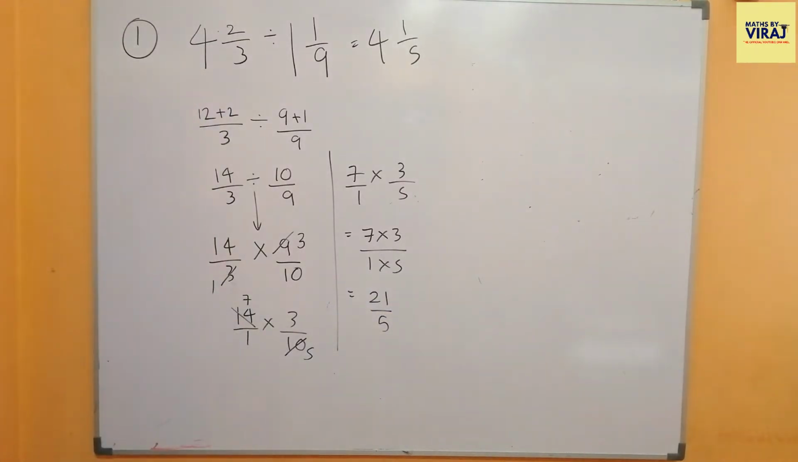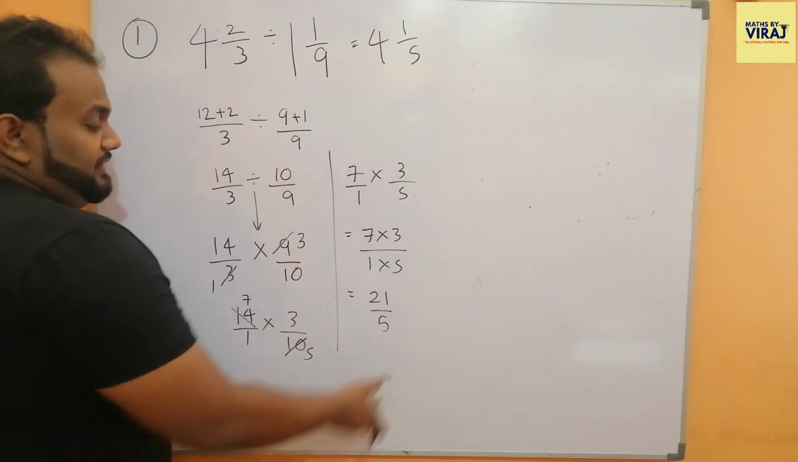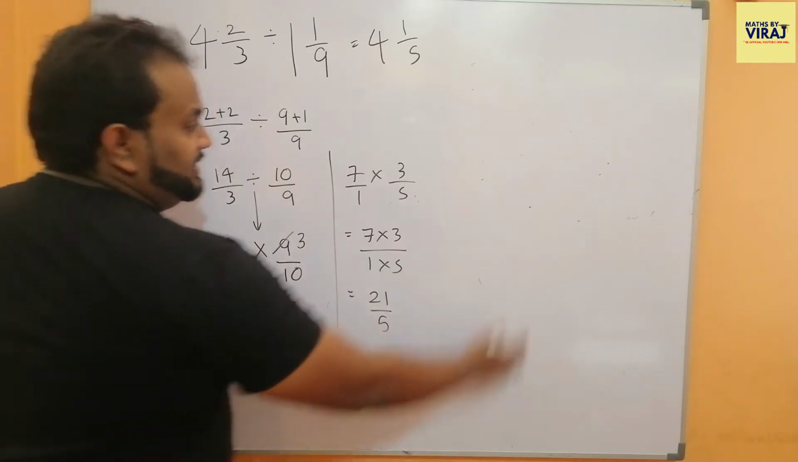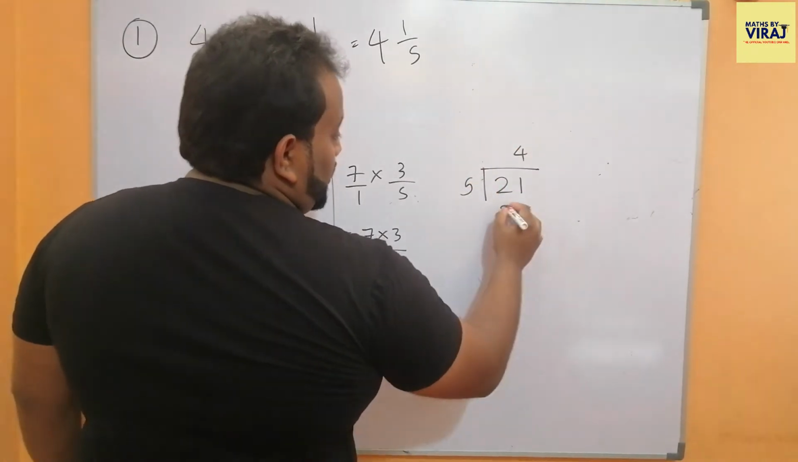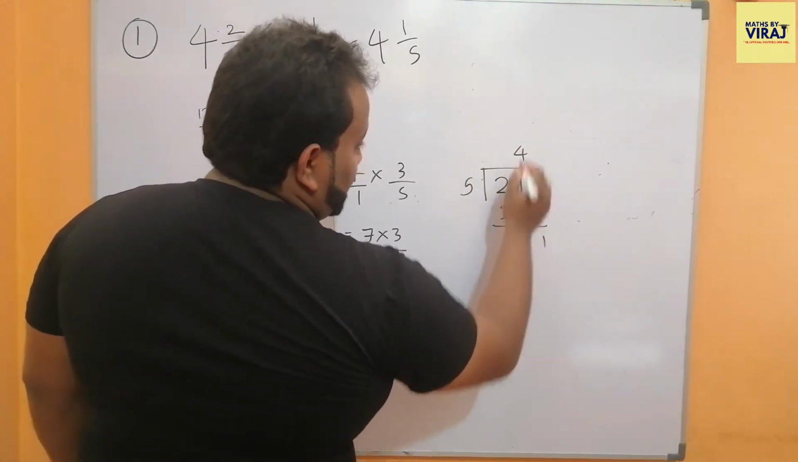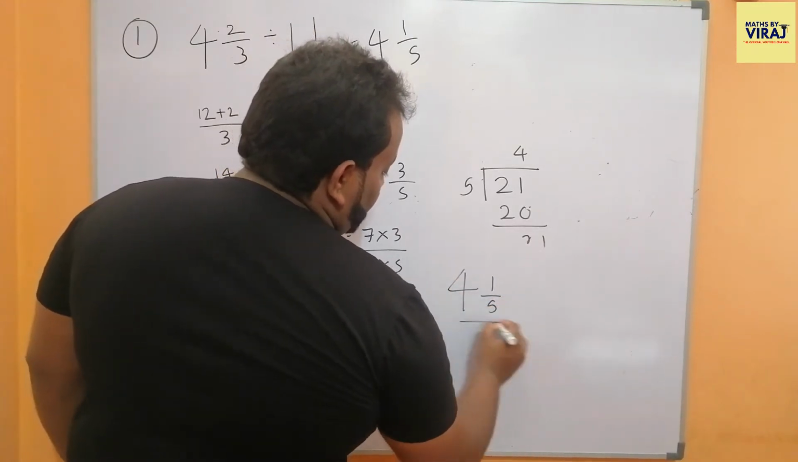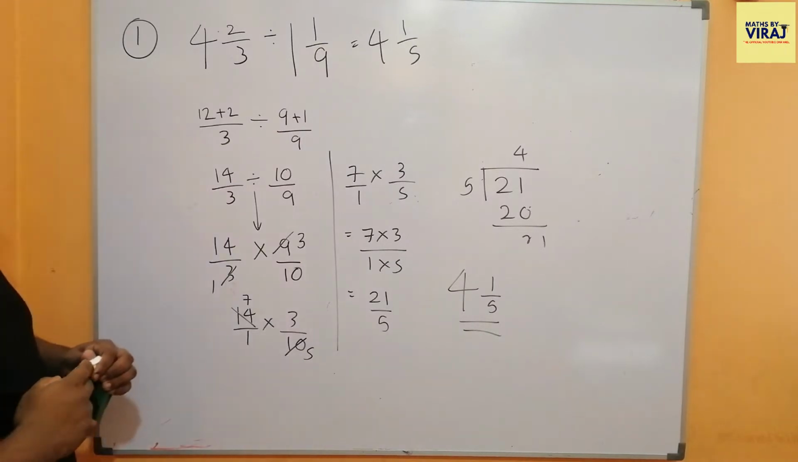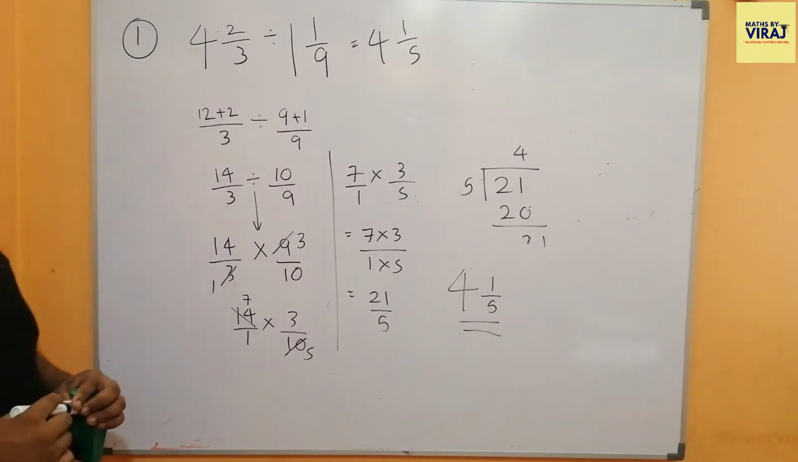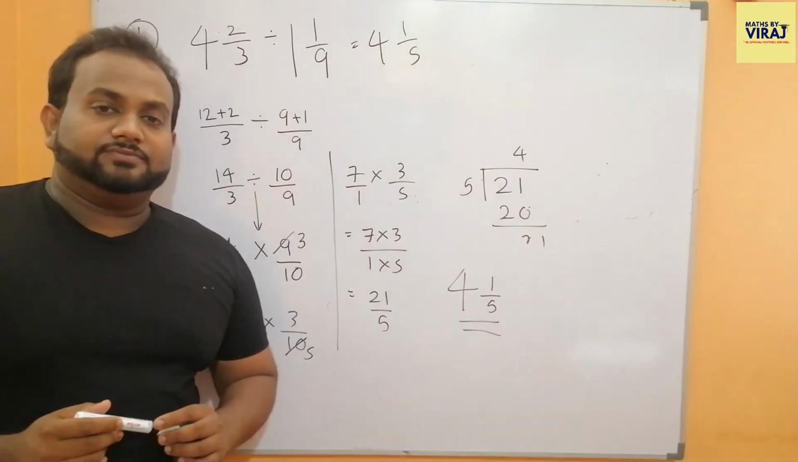Now 21 over 5 is in the form of an improper fraction. When you convert it to a mixed fraction, 21 divided by 5, 4 fives are 20, and the remainder is 1, we can write this as 4 and 1 over 5. Therefore, we have proved that when 4 and 2/3 is divided by 1 and 1 over 9, the answer is 4 and 1 over 5.